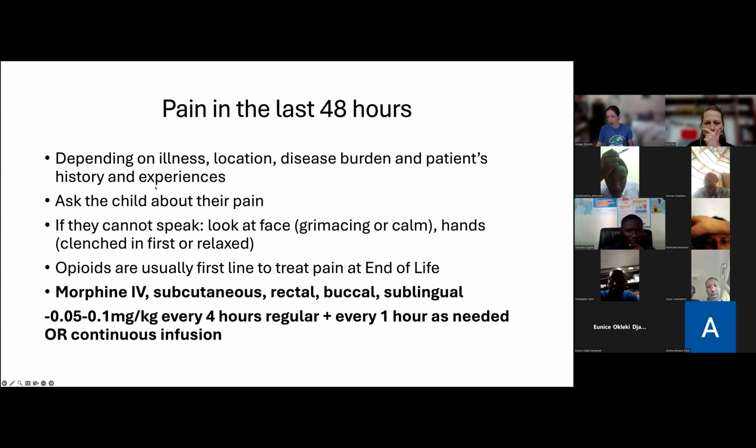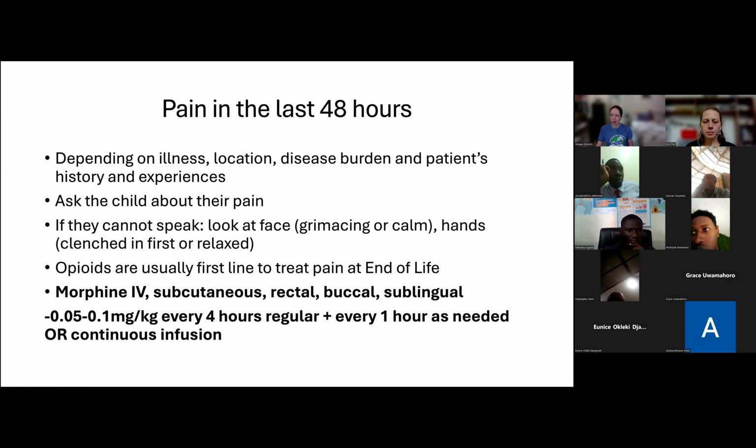Pain can be quite common, as we saw in the last 48 hours, depending on the illness, the location, the disease burden, etc. So we ask the child about their pain. If they can't speak or they're not able to communicate, we look at their face. Is it grimacing? Is it relaxed? Look at their arms and legs. Are they clenched or are they relaxed? That can help us. And opioids are the first line. Of course, we can't get into all of that today, but we use morphine first for children. And these are the routes and the dosing. I won't go over all that.